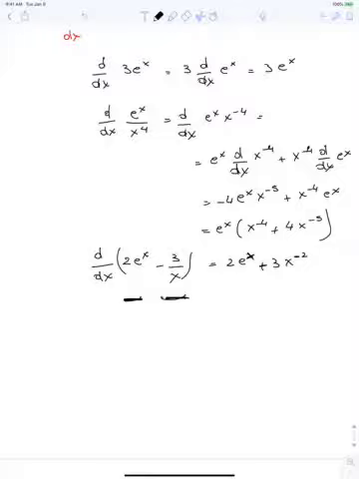Okay, now the derivative of the logarithm. The derivative of the log of x, assuming that the log is in the natural base, so e, is 1 divided by x.